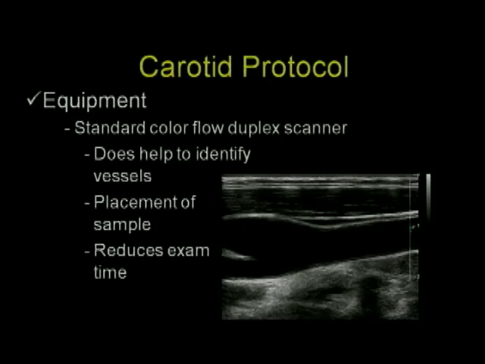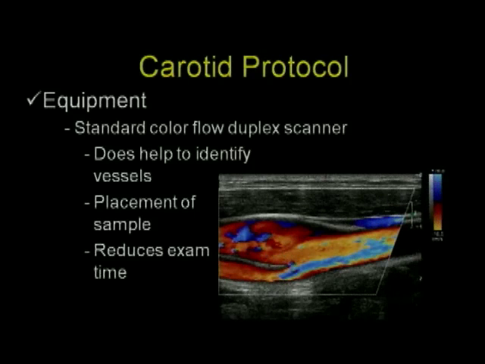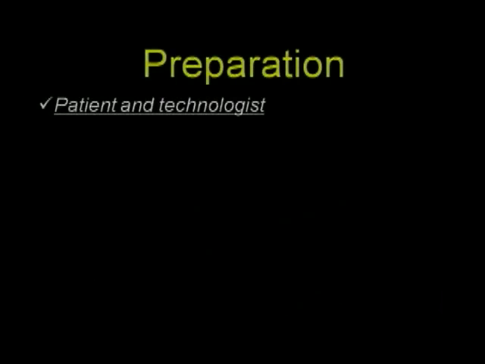In terms of the performance of the examination, any standard color flow duplex scanner will do the job. The addition of color does help to quickly identify vessels and very quickly identify areas of stenosis. It helps in terms of placement of the sample volume, and it definitely does reduce the examination time.